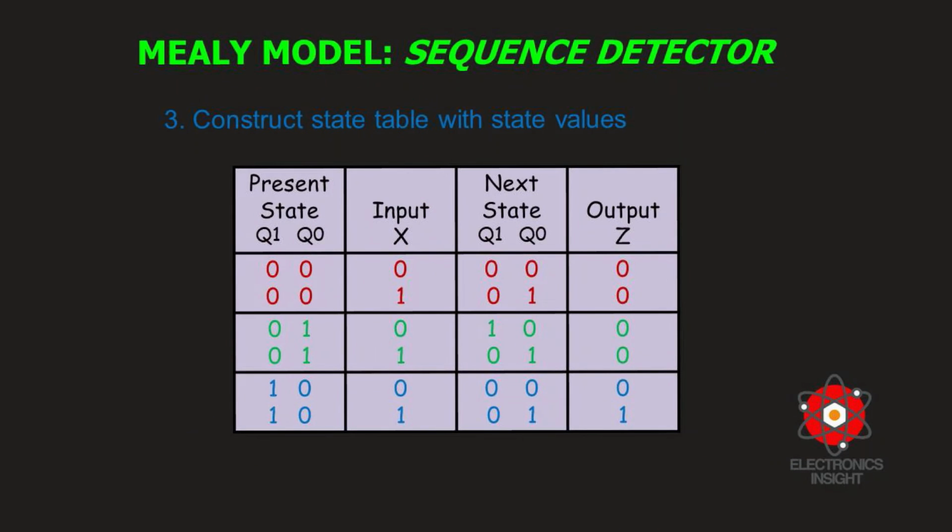You can see here, you will have to construct the same state table with state values. Because in the previous one, I have written the present state as A, B, and C. Next state is A, B, C. Based on the inputs that you have received, you have changed your next state. So now you are just expanding A as 00, B as 01, C as 10. The same norms that we will try to follow.